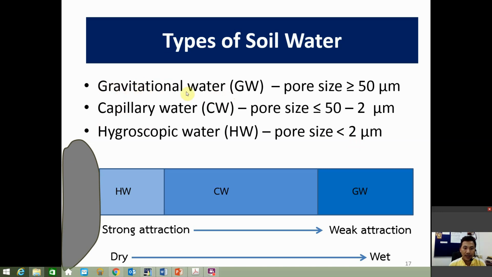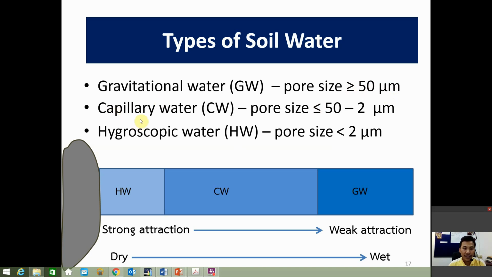The first one is the gravitational water, or GW here. Basically, it's water contained in soil pores with a size range equal to or larger than 50 micrometers in diameter.